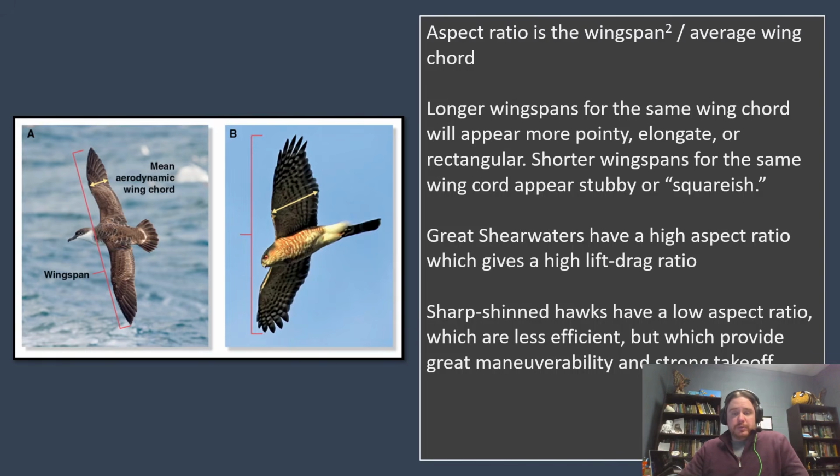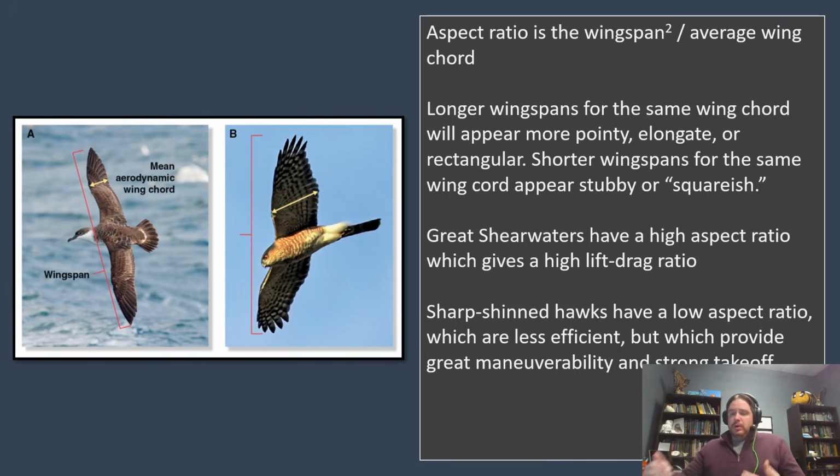Okay, aspect ratio. Aspect ratio is what we get when we take the squared wingspan and divide it by the average wing chord. And we can see that here in this picture. Wing chord, average wing chord, and then the square of the wingspan.